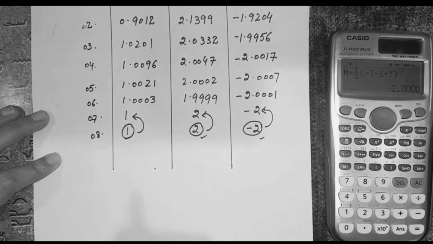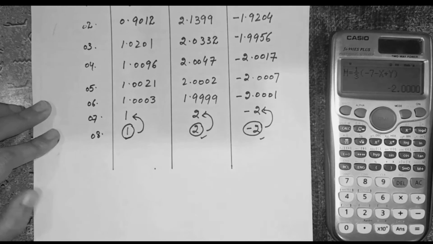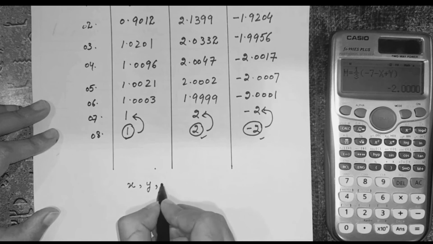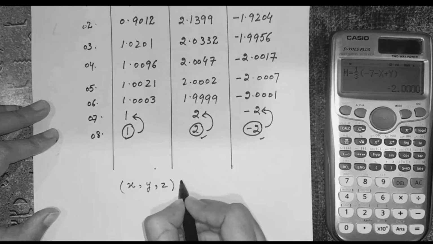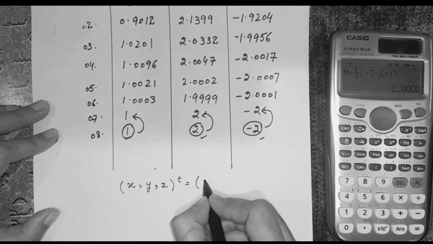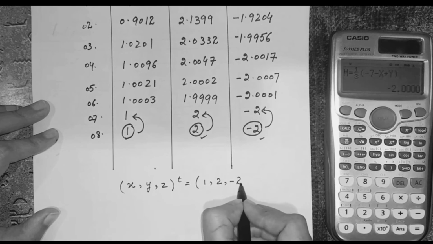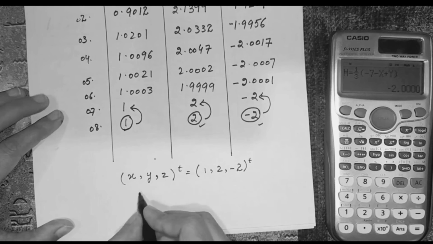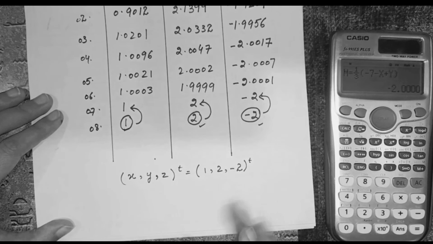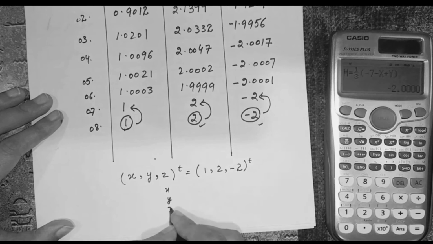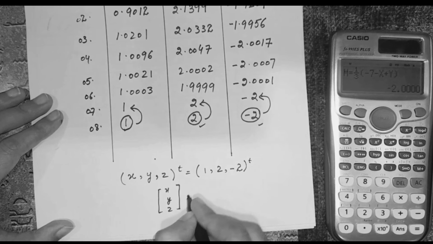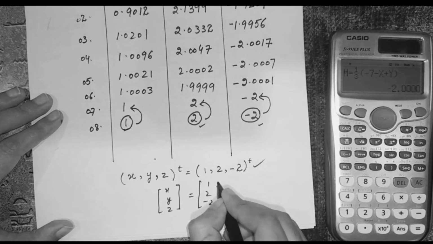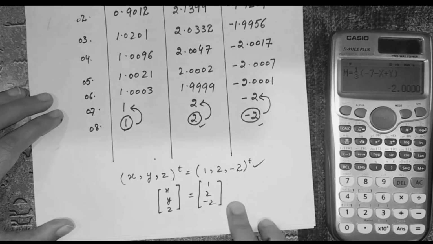So for this question, our answer is the transpose of x, y, and z, which is 1, 2, and negative 2. I'll put the transpose sign here because when we write the system in matrix form, this will be a column vector like this. So the answer is, you can write either this or this as you wish, not a big deal. So this is our answer.